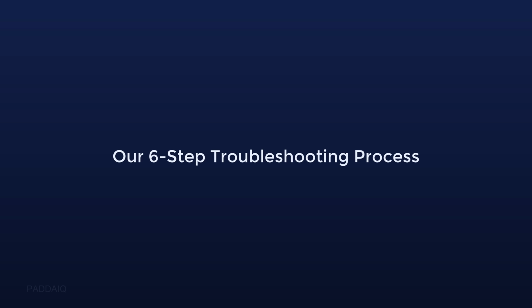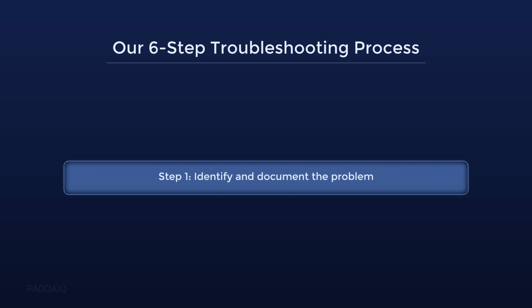Our 6-step troubleshooting process. Step 1. Identify and document the problem. This means clearly stating what is wrong and writing it down. For example, if your app is crashing on login, note the error message and when it happens. Properly defining the issue is the foundation for finding the right solution.